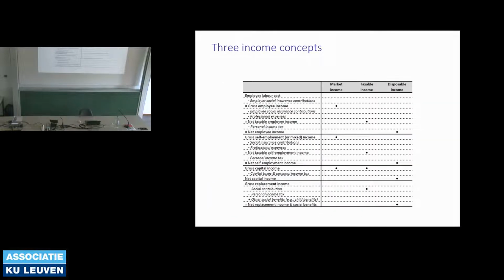I think it is useful to distinguish 3 different income concepts. I mean, we are all surveying papers on income inequality, but income might mean something different in the different papers. In fact, it means something different in the different papers. And we distinguish between market income, taxable income, and disposable income. Now, the labels might not be the best chosen labels, but they are quite common in the literature to refer to these notions like this.